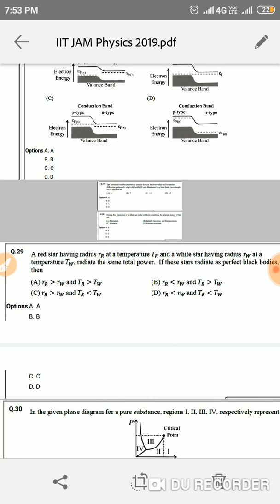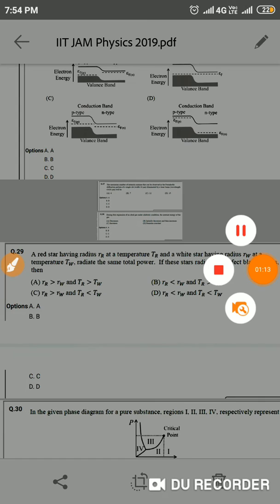So let me tell you what the correct option will be. The correct option will be C, that is, the temperature of the white star will be greater than the temperature of the red star, and the radius of the red star will be greater than the radius of the white star. In this question also there is a lot of confusion. Some students are saying that options B and C should both be right, but let me show you that, according to me, only option C will be right.